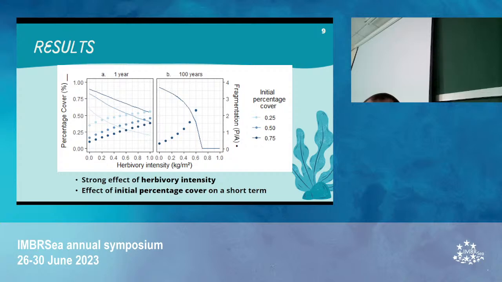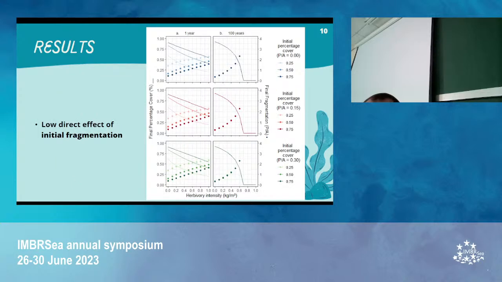Now I'm going to show you the effect of initial fragmentation on the dynamics of the model, which is actually very low. So top row, we have low initial fragmentation, medium initial fragmentation, and high initial fragmentation. And you can't see much difference between the graphs. So it means that there is a very low impact of initial fragmentation on the dynamics of the model, which was a bit disappointing at the moment, but we're fine with that.